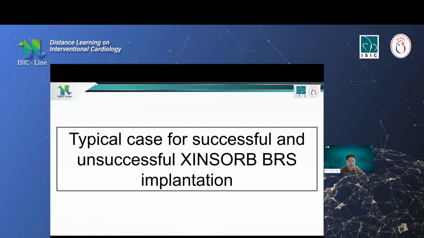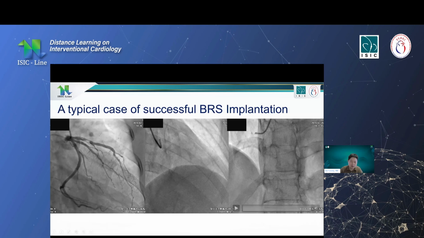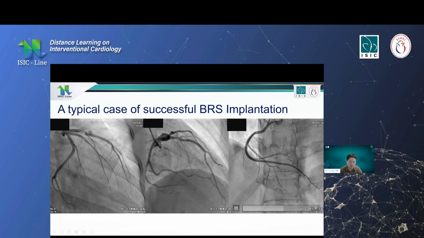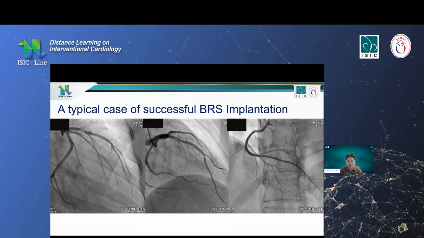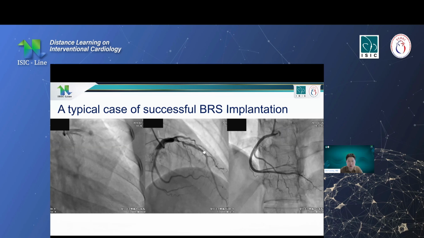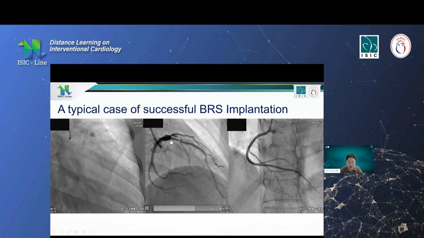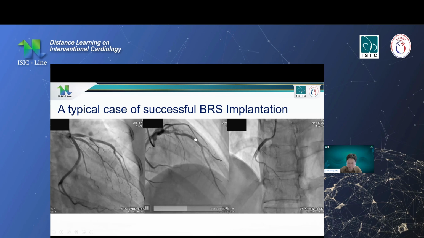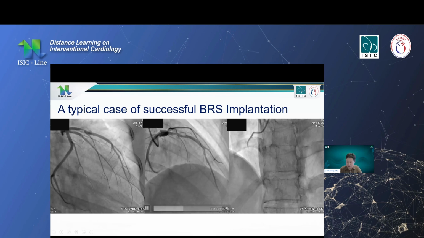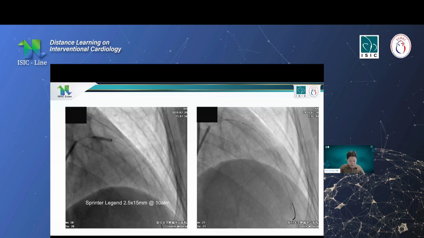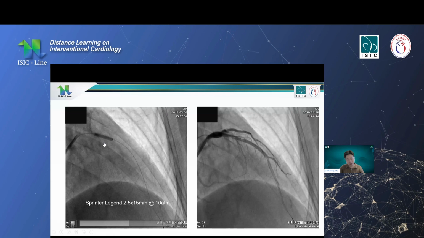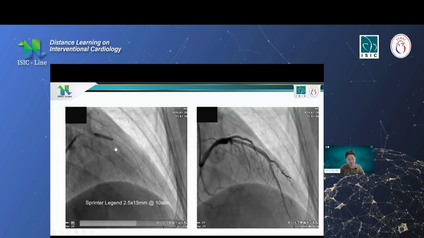And this is a young lady of 38 years old presenting with severe angina after exercise without obvious risk factors. And coronary angiography, you can see, shows a very severe but focal stenosis at proximal left anterior descending artery. And first of all, we used a 2.5 balloon for preparation, and the shape of the dilated balloon, we can see, is very well.